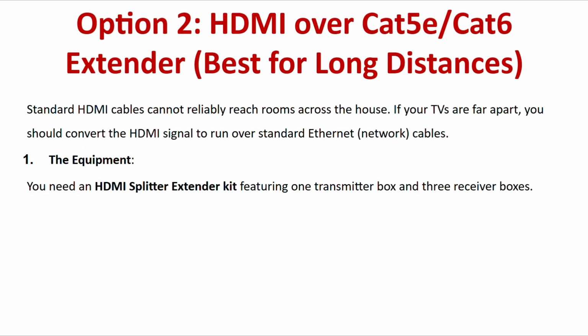Option 2, HDMI over Cat5e/Cat6 extender. Best for long distances. Standard HDMI cables cannot reliably reach rooms across the house. If your TVs are far apart, you should convert the HDMI signal to run over standard Ethernet network cables. The equipment: you need an HDMI splitter extender kit featuring one transmitter box and three receiver boxes.